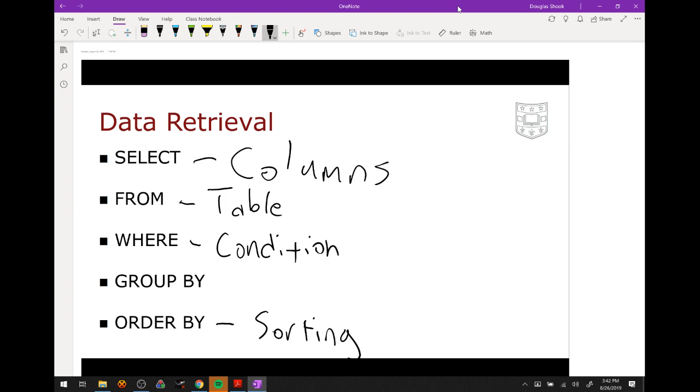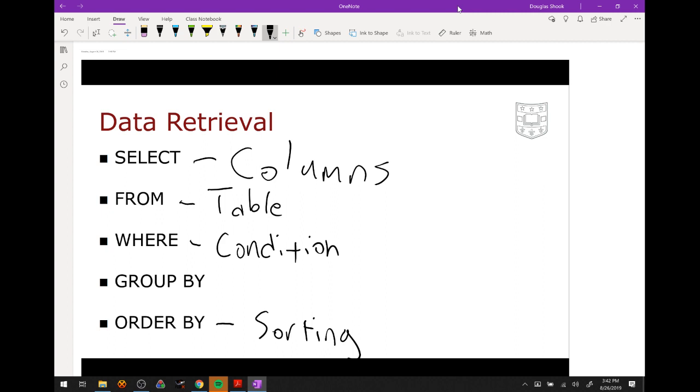Okay, but last we have this group by clause. So group by is a tricky one to deal with. Does anybody know what group by is used for? Or when it might be used? So this is, I think, one that does require a bit of explanation.